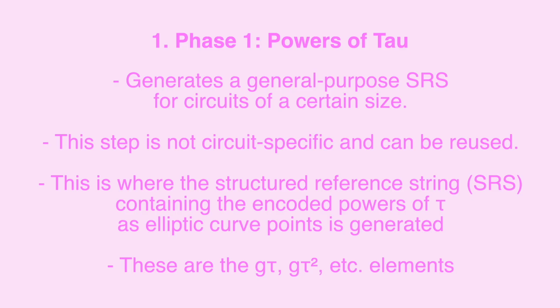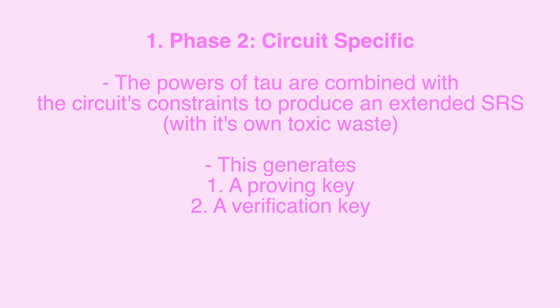This is where the powers of tau are used to generate these elliptic curve points. Then we have the circuit specific phase, where the parameters from the first phase are combined with the circuit's constraints to generate a proving key, which is used to generate the proofs, and a verification key, which of course is used to verify the proof. And this is specific to the specific circuit. So this part of the process needs to be repeated for every new circuit.